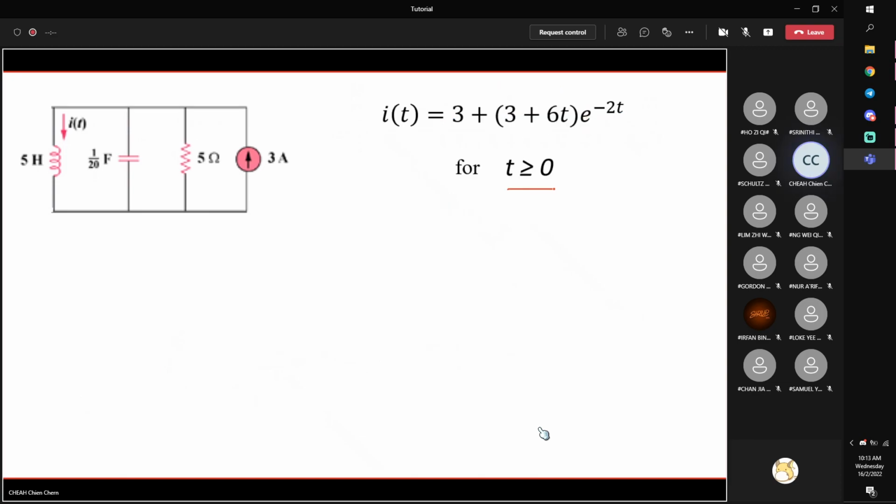And don't forget to put t greater than 0, right? Because this is after switching, right? Before switching, it was not in this form.